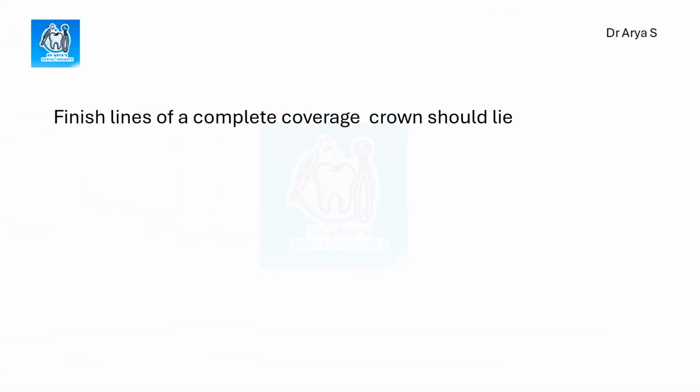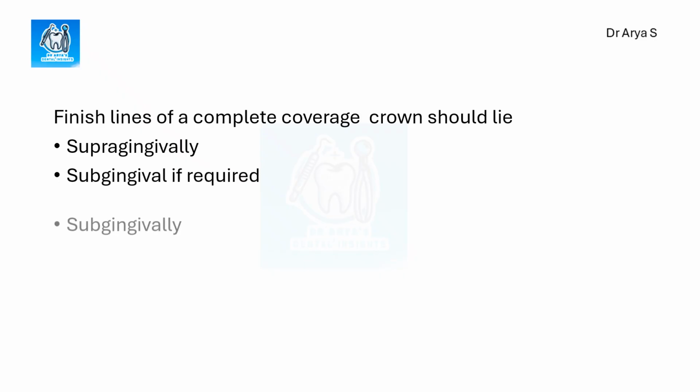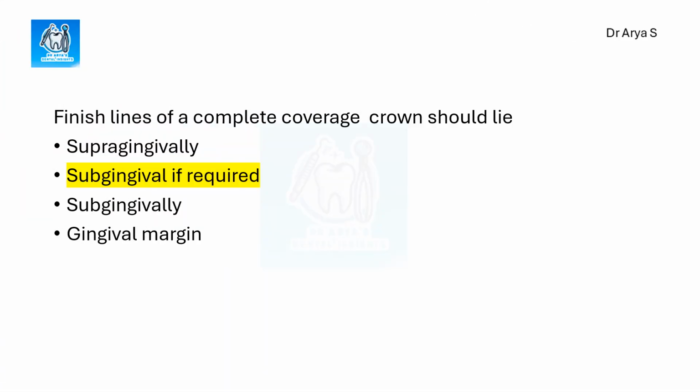The finish lines of a complete coverage crown should lie supragingivally, subgingivally if required, or at the gingival margin. Here the finish lines should lie subgingivally if required.